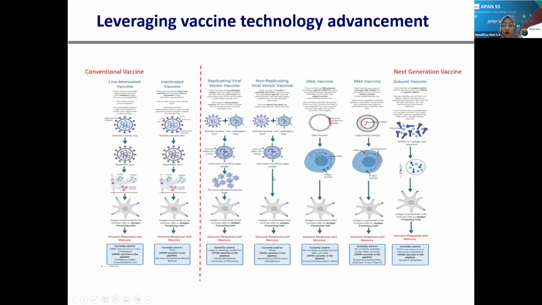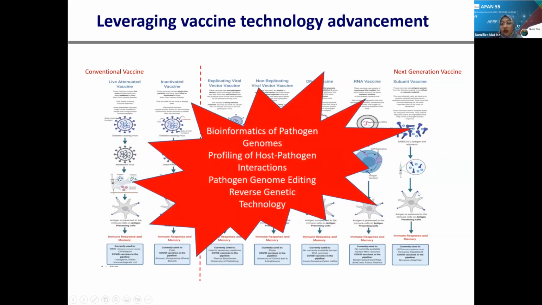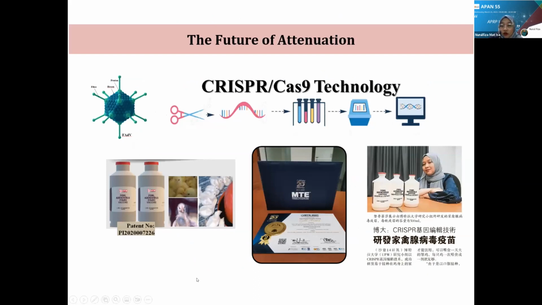So using bioinformatics also, we are able to leverage the technology for vaccine advancements, where we study the bioinformatics of pathogen genomes, profiling of host-pathogen interaction, and also pathogen genome editing. Right, so this is one of the research projects where we use bioinformatics to modify the genome of the virus and then use that virus as a vaccine candidate to develop a novel attenuated vaccine.